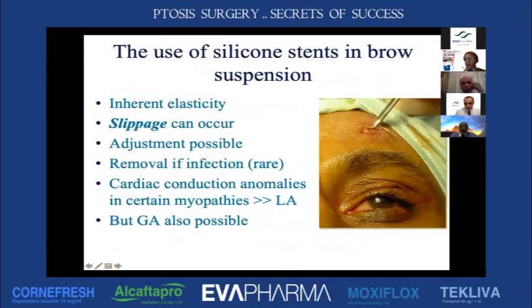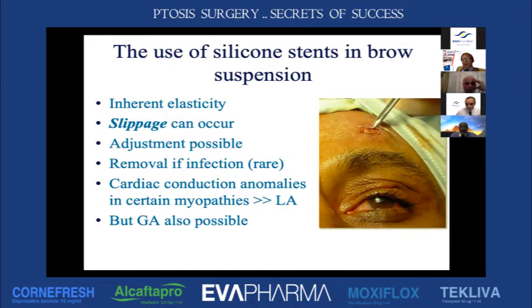So what about then this use of silicone in brow suspension surgery? The advantage of silicone is it's readily available. It has the inherent elasticity, and that's really important when we're talking about diseases which have a tendency to progress. They're not without their problems, of course. Slippage can occur, but adjustment is possible. In the unlikely event that the patient has an infection, they can be removed.